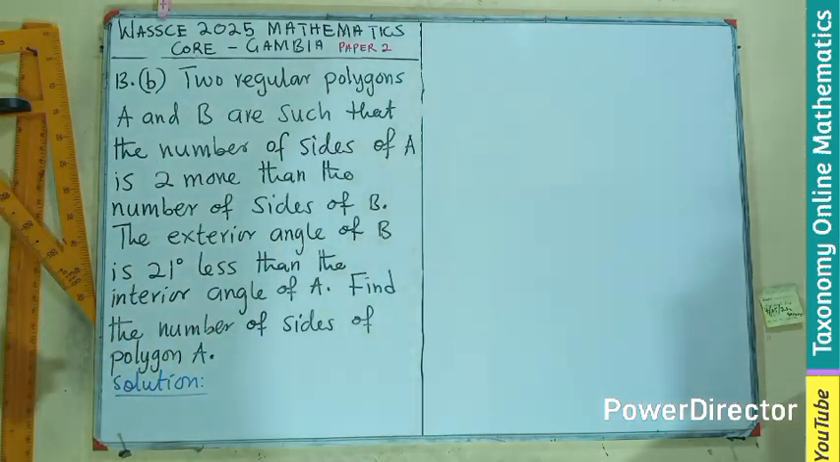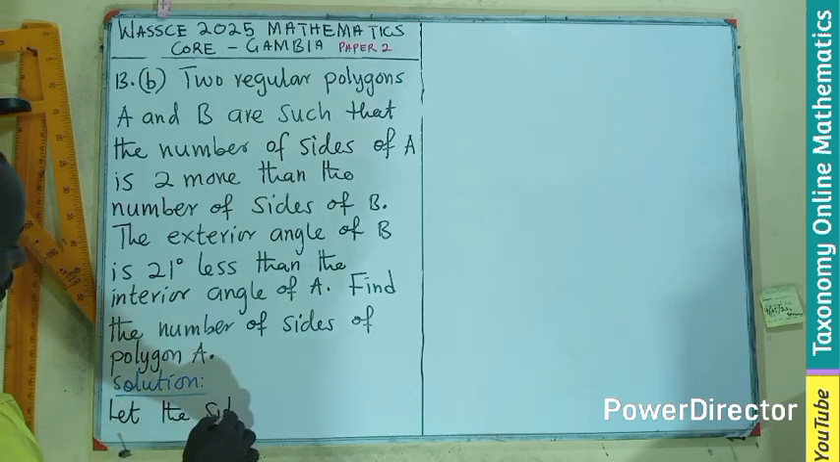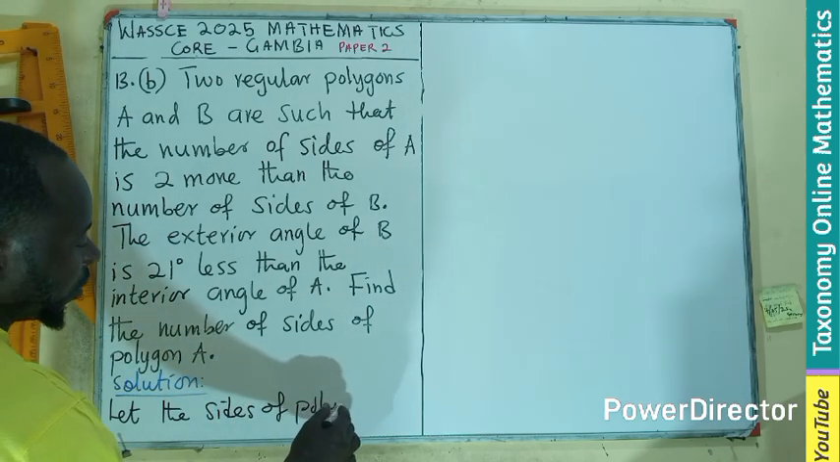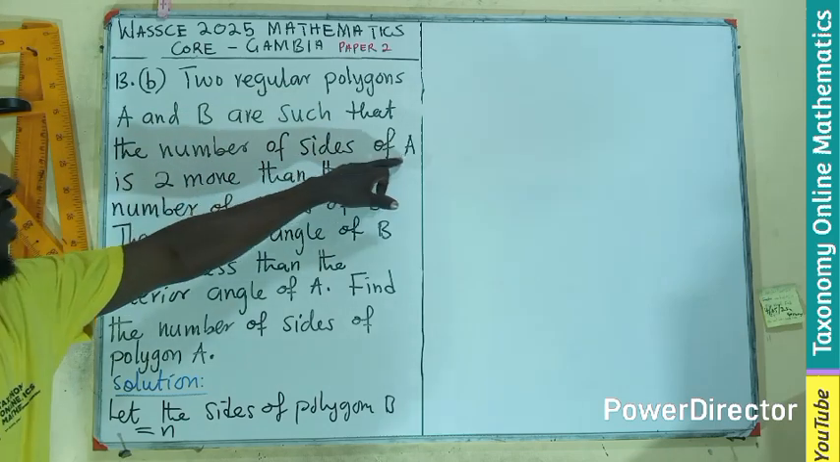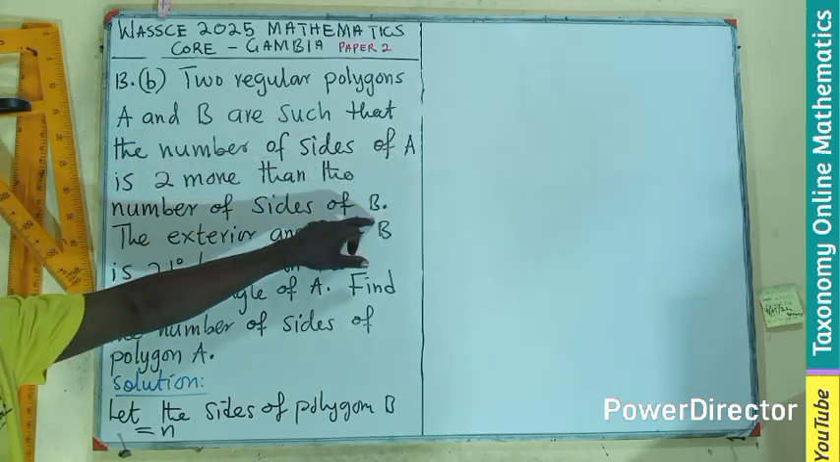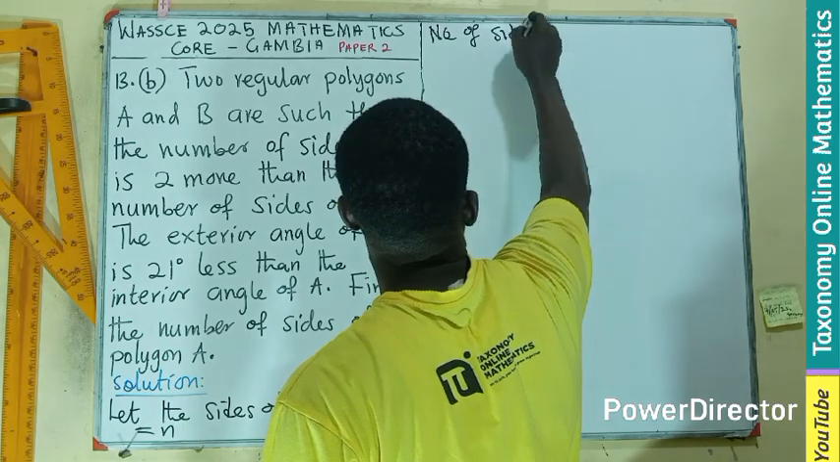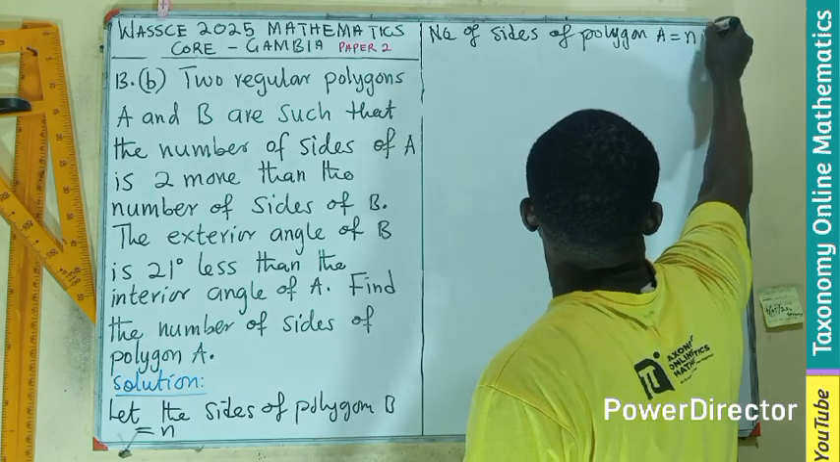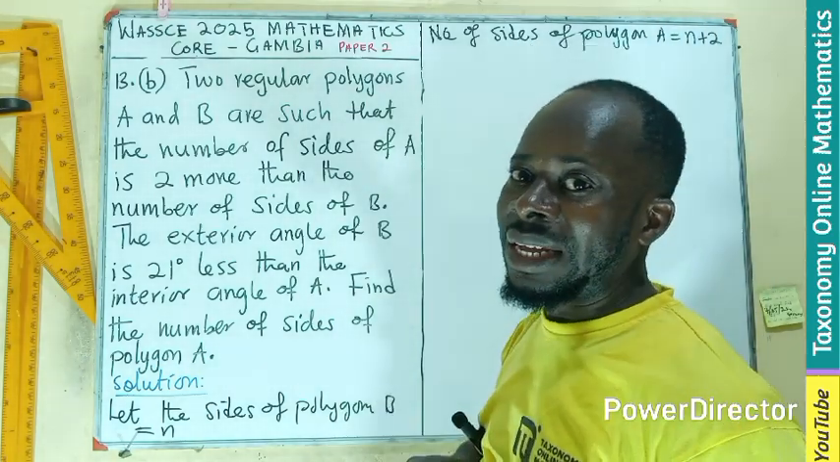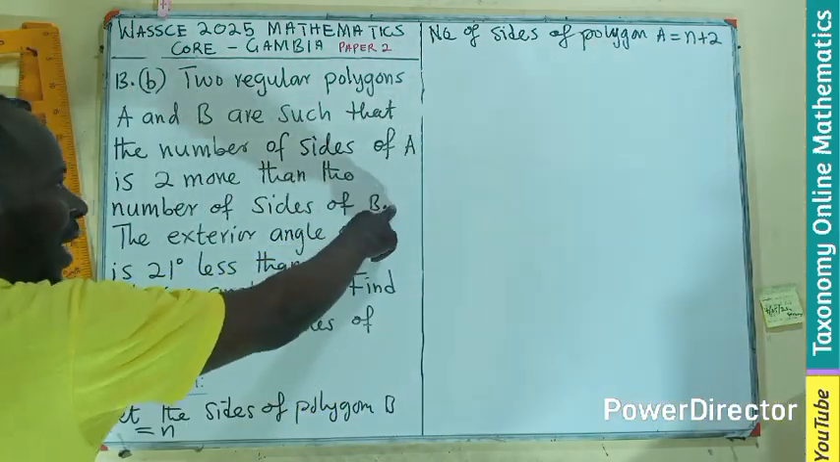So what do we do? Let the size of polygon B be n, because we are saying that the number of sides of A is 2 more than that of B. So if B is n, then the number of sides of polygon A will become n plus 2, 2 more than that of B. From there, we are done with that first statement.